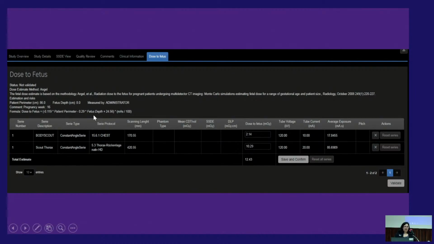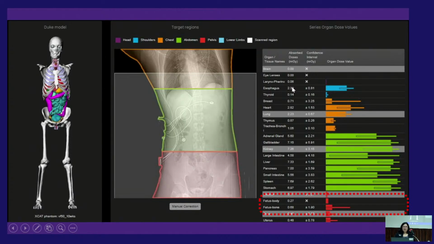And it gives you all the information, so you're clear on your calculations. It's using the Angel paper, which Sam knows about. She's a physicist, and it shows all the information you put in and what formula it's using to calculate the fetal dose. Really, really great. And so now, once you did that, it added to the organ dose, it added the information for the fetus as well in the Duke model in Dosewatch. Really good, helpful information.